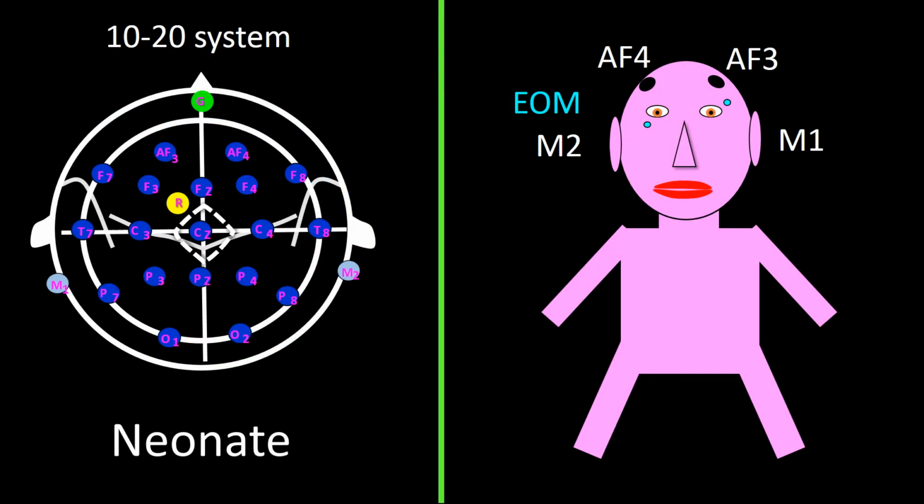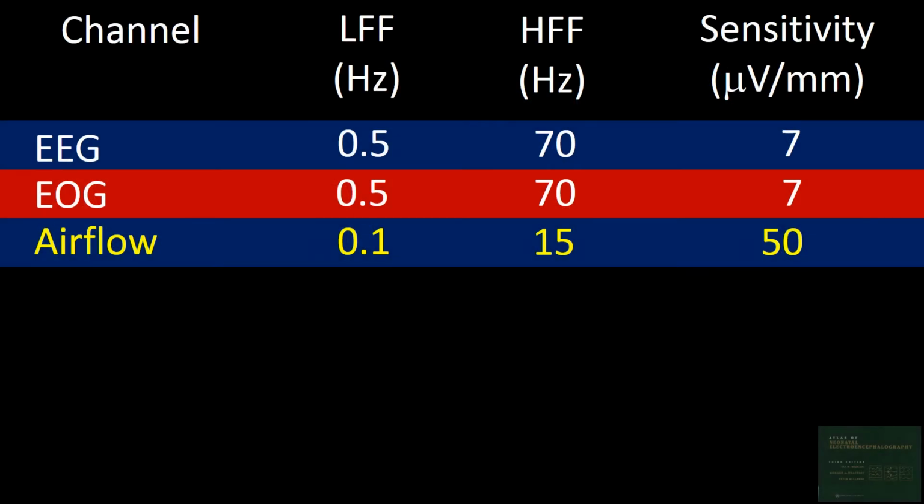In addition to extraocular movement monitoring electrodes, we monitor nasal flow using thermistors that record air temperature and airflow. The setting for airflow electrodes should be low frequency filter 0.1 Hz, high frequency filter 15 Hz, and sensitivity 15 microvolts per millimeter.